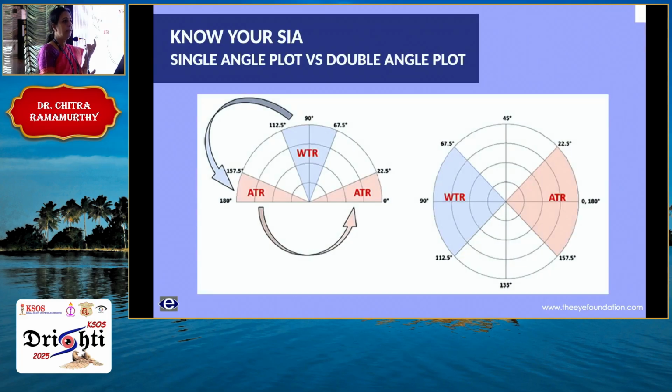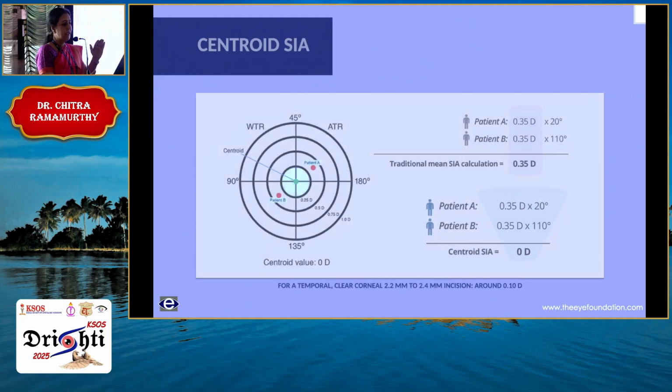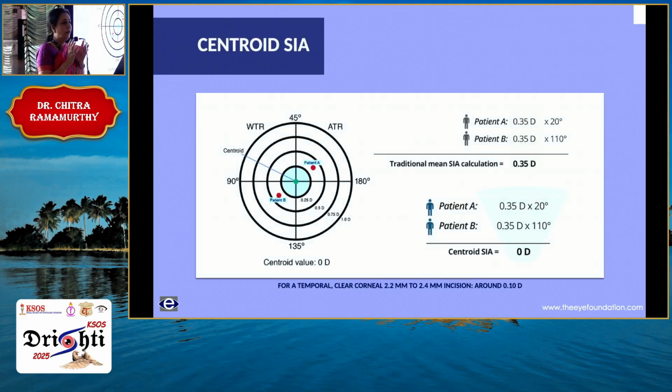Earlier we used to do a surgically induced astigmatism calculation. But now, with the use of centroid double-angle plots, you need to feed in the magnitude and the axis of astigmatism. When both of these are done, what you realize is that for any incision of 2.4 or less, the centroid value or the astigmatism induced is only 0.12, full stop.